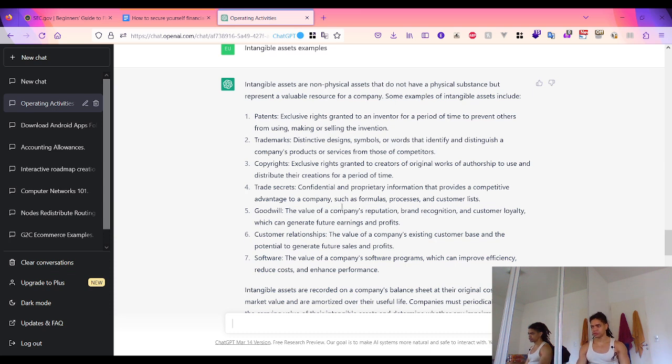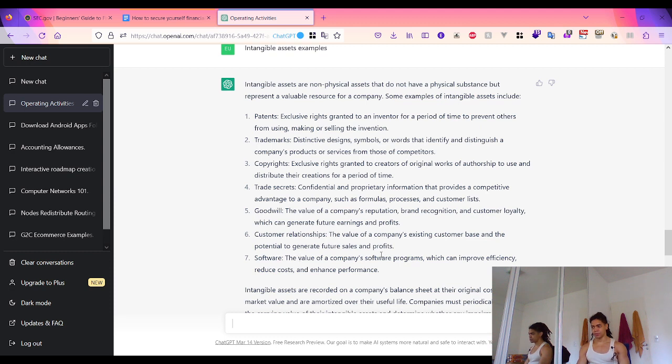Such as formula, process, and customer list. Goodwill: the value of a company's reputation, brand recognition, and customer loyalty, which can generate future earnings and profits. Customer relationship: the value of a company's existing customer base and the potential to generate future sales and profit.